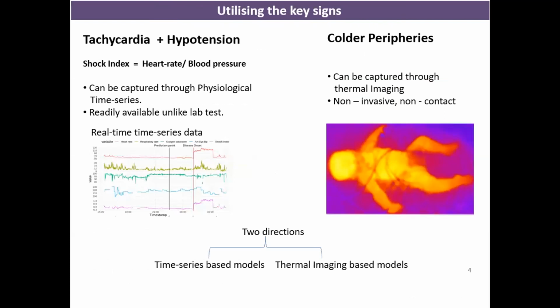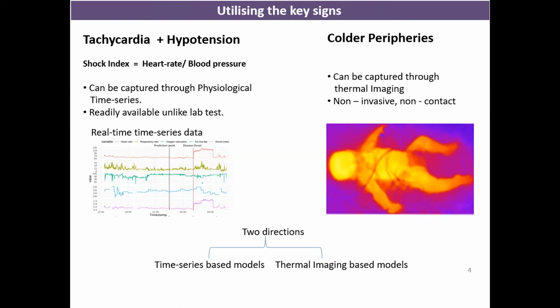So we focused on how we can predict shock in the ICU. We focused on the typical signs of shock, which are tachycardia, hypotension, and colder peripheries. The tachycardia plus hypotension can be captured through physiological time series data. As you can see on the screen, we have these physiological time series coming from the bedside, and we can predict the onset of the condition with some lead time. This is one direction we can take. Another direction was thermal imaging, where we can capture the colder peripheries of children and predict who may go into shock in the future, or provide better monitoring of shock without coming into contact.